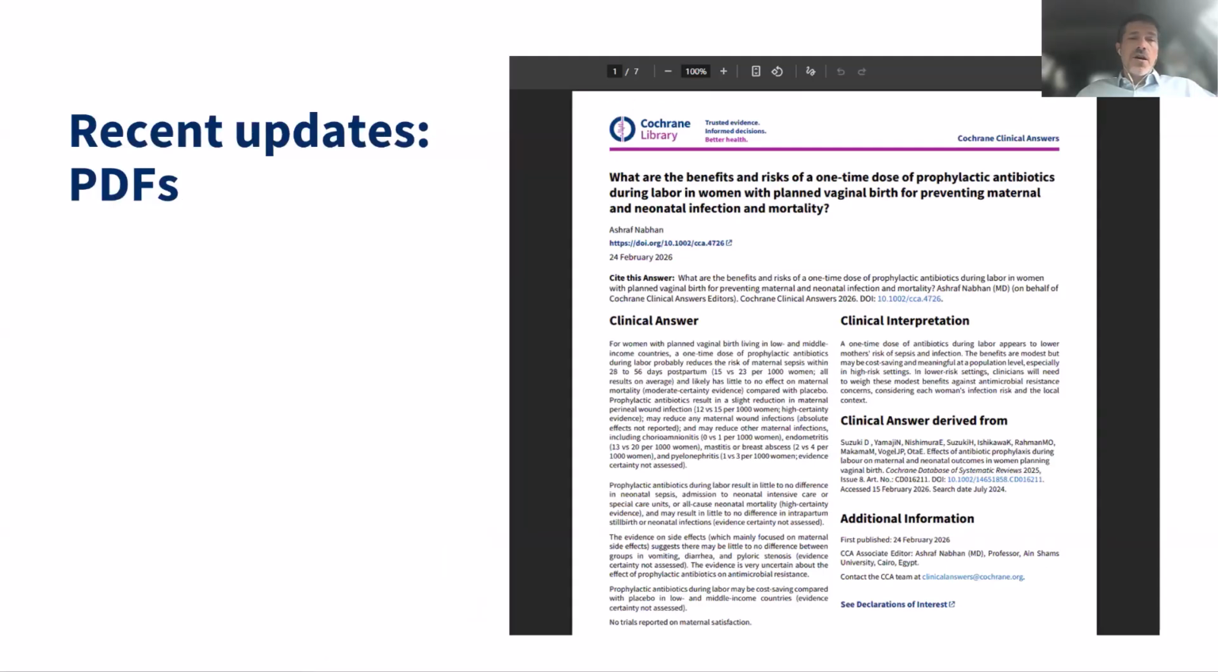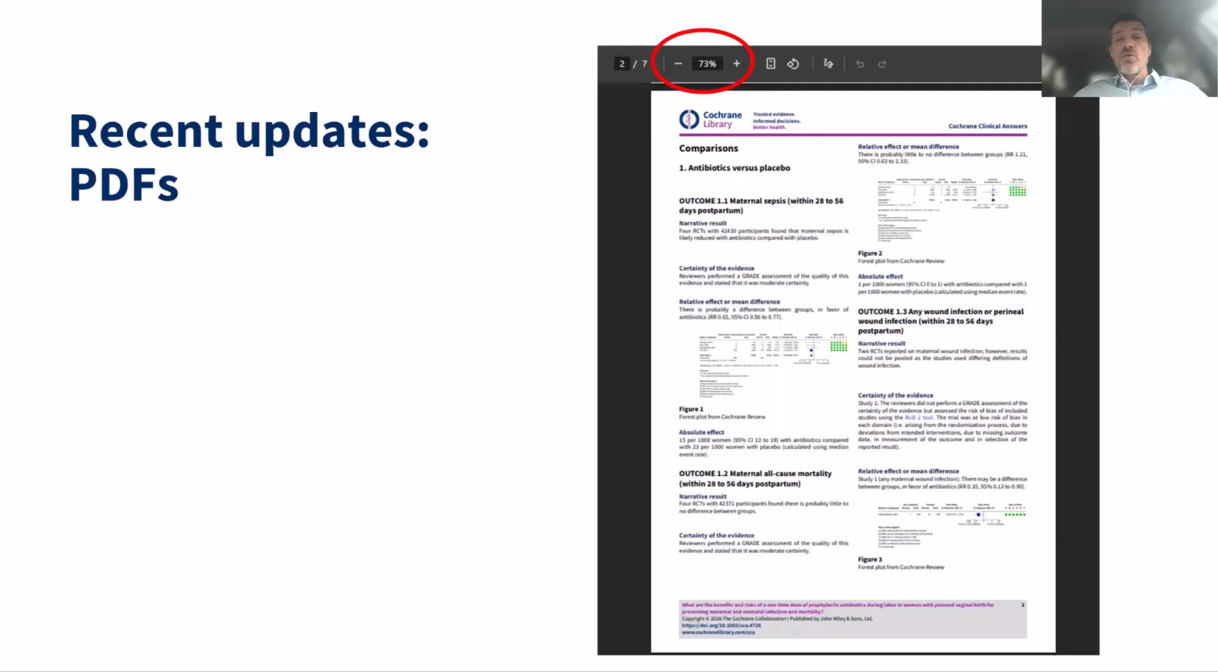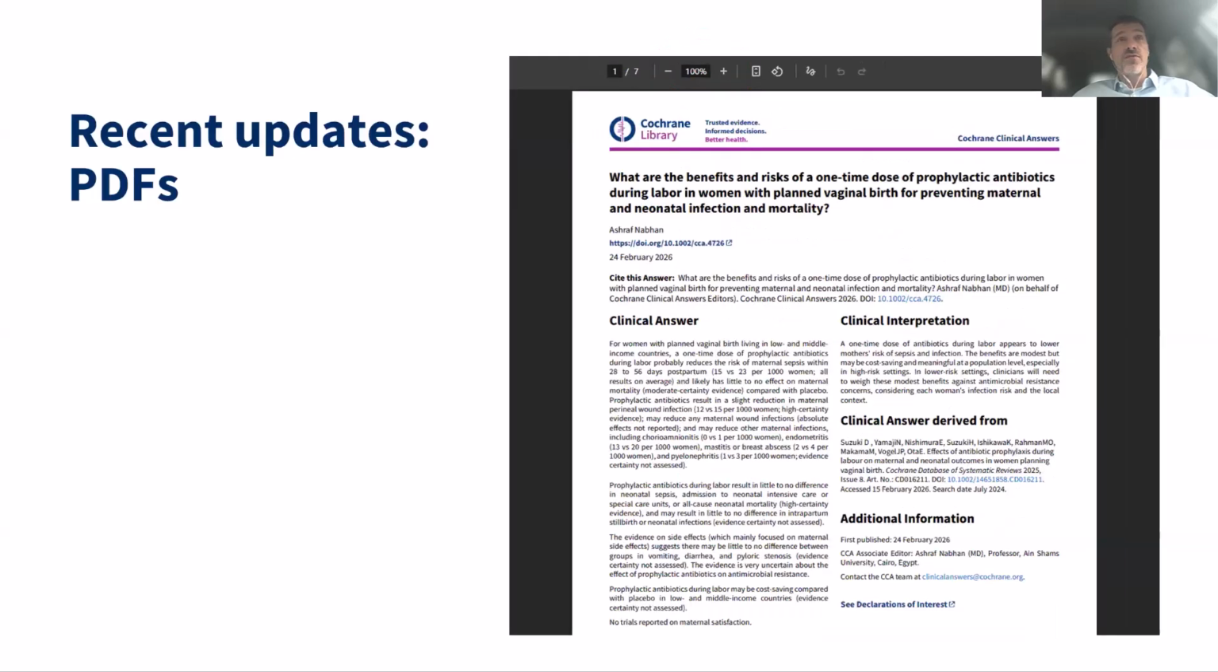So here's one of our recent updates, what adding PDFs looks like. This same CCA that you had seen, in this case, we have everything on that one first page of the PDF. You can see that the PDF extends for other pages. That was because we had 13 outcomes for that one. And so when you get into more pages, obviously we're getting into the specific outcomes in a 2-column format. But you can see that you would see as much or as little as you wanted. And if you were just like, I just need the answer, I want the clinical interpretation, I want the how to reference it, you would get that on the first page of the PDF for every one of our Cochrane Clinical Answers.